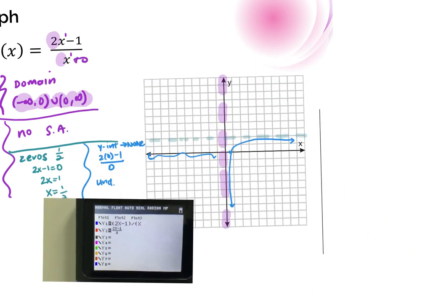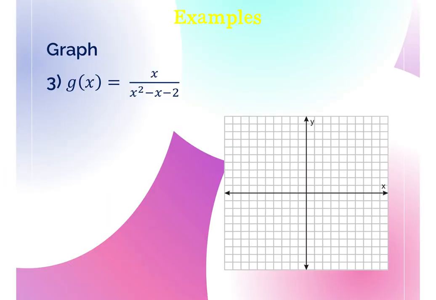All right, so now I know it's top left, bottom right. Easy, right? We're going to do it again.